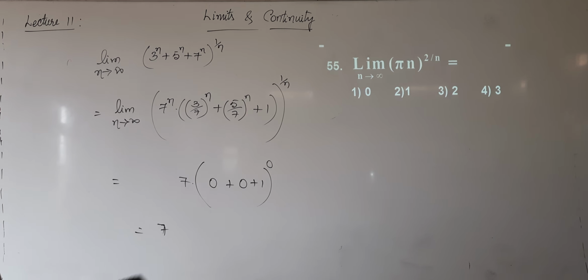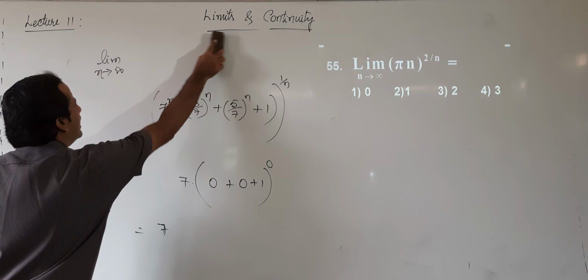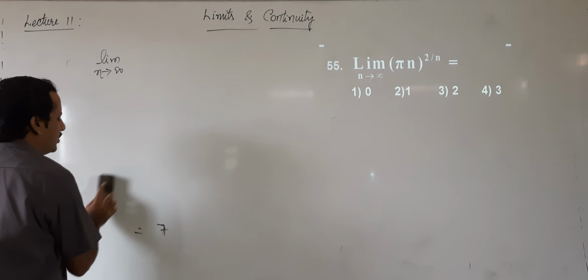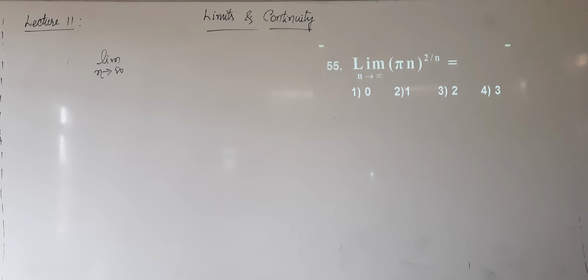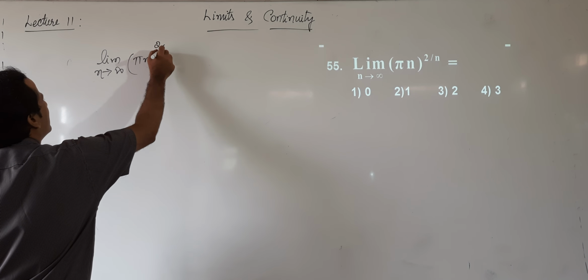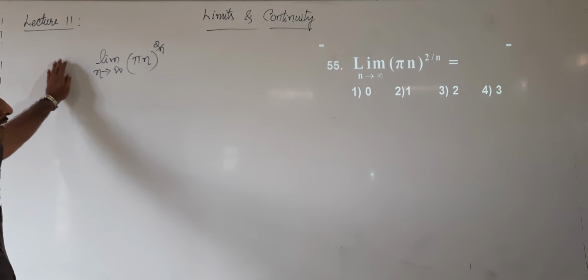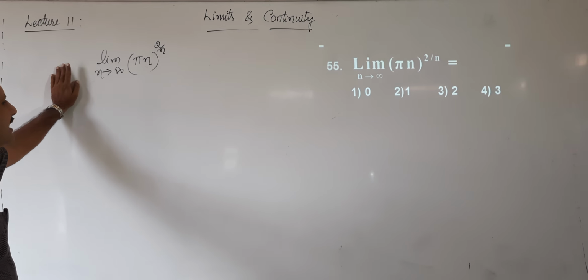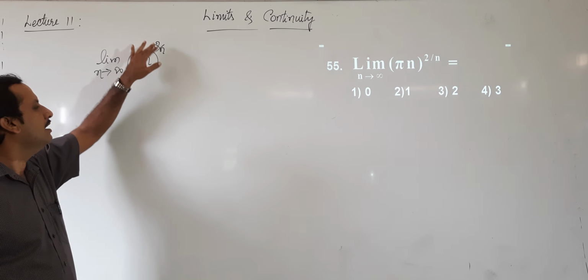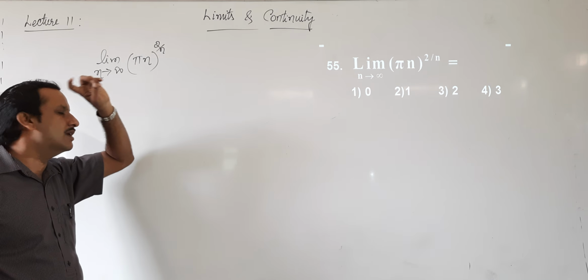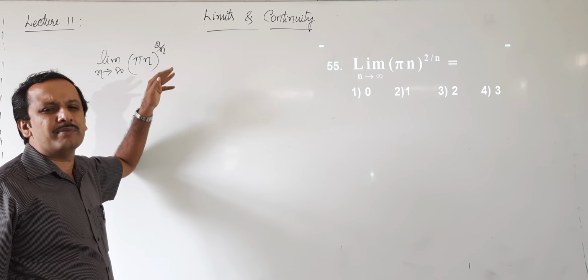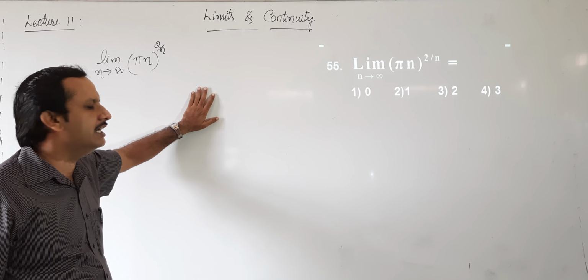Next, limit n tends to infinity, pi n whole power 2 by n. If I directly apply the limit, pi into infinity is infinity, and here 2 by infinity will become 0. So this will be of the form infinity to the power 0. Infinity to the power 0 is again an indeterminate form.